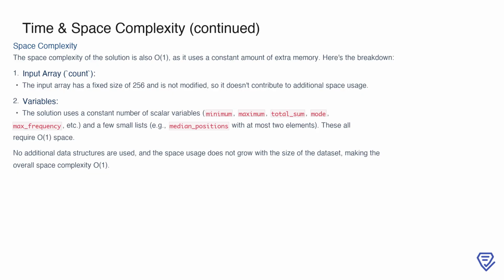Importantly, no other data structures, such as dynamically growing arrays or hash maps, are used, which ensures that the memory footprint does not increase with the size of the dataset. Together, these factors confirm that the solution's space complexity remains O(1).